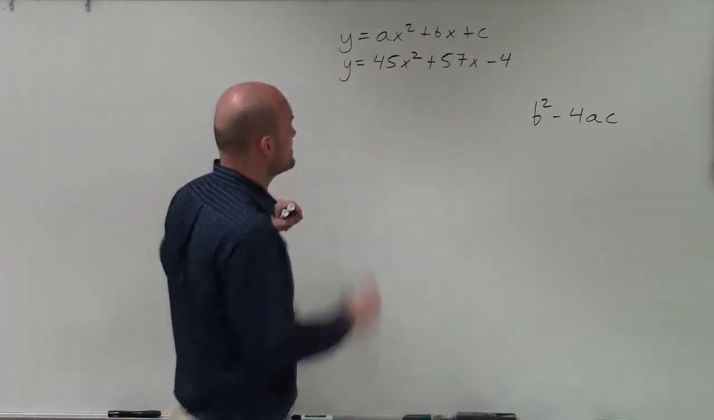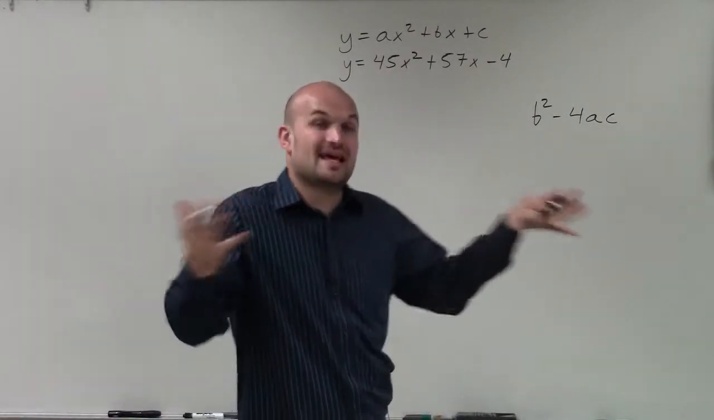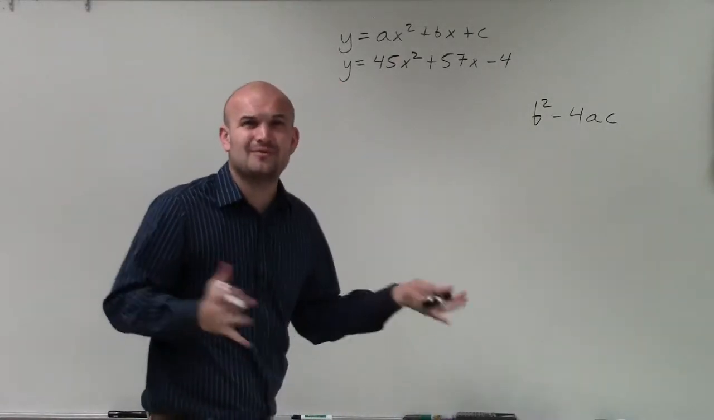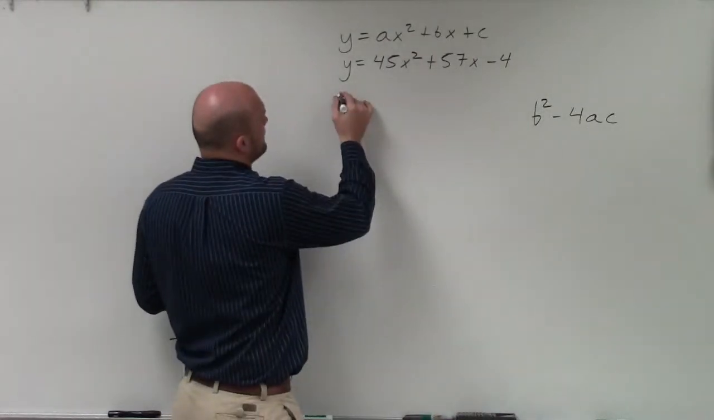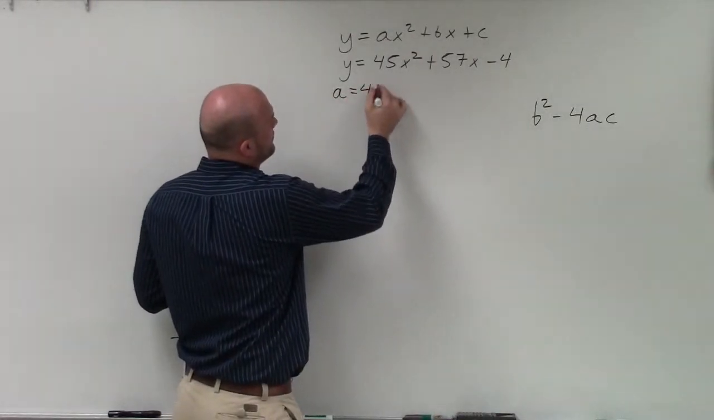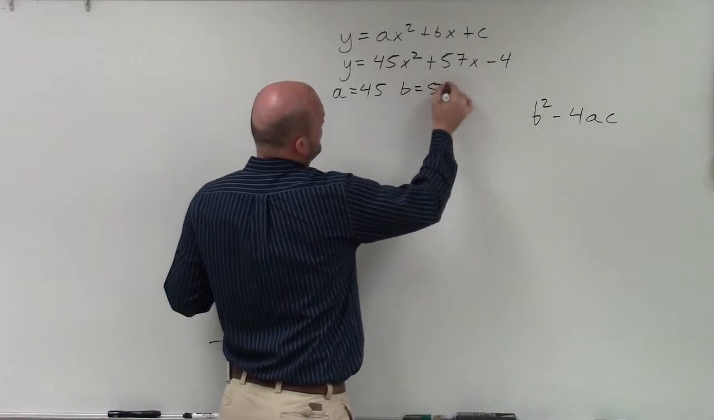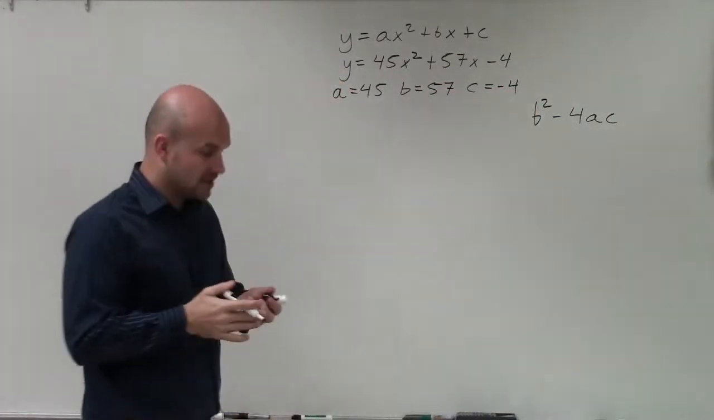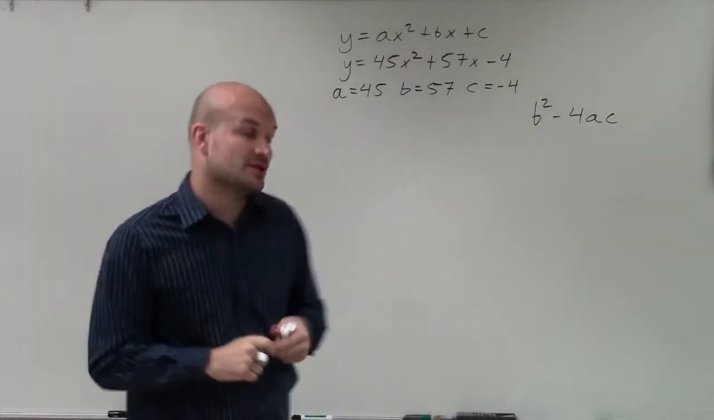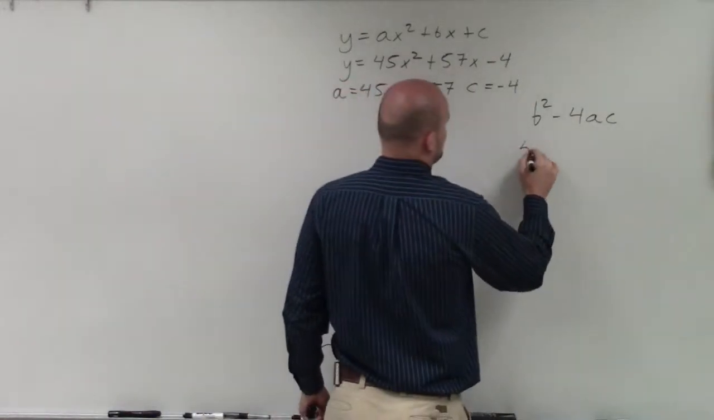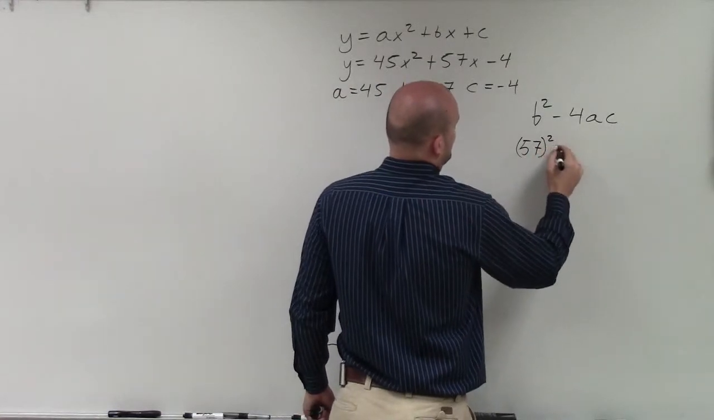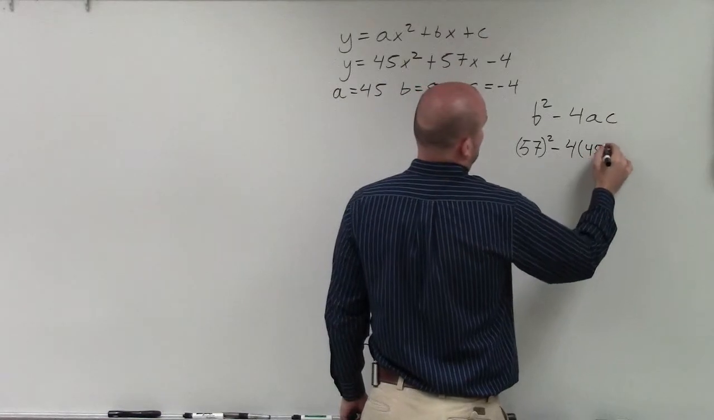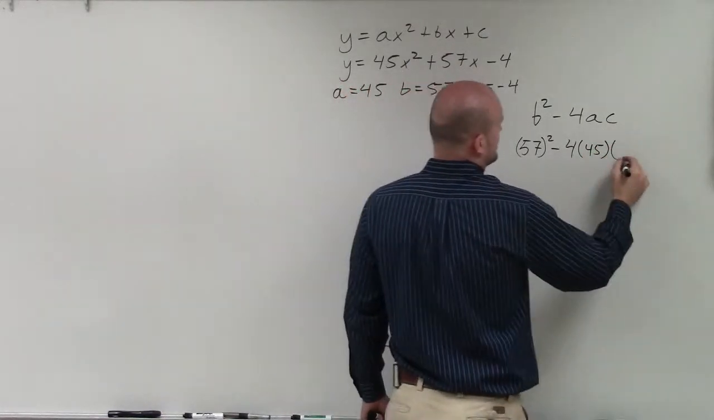In this case, what I think is also helpful is to label your a, b, and c so you don't get them mixed up, because a lot of times when you go back to the problems, you're like, oh, what was my a, what was my b? You kind of forget. So a in this case is 45, b is 57, and c is negative 4. Now simply all I'm going to do is plug in these values to determine the discriminant. So I have 57 squared minus 4 times a, which is 45, times c, which is negative 4.